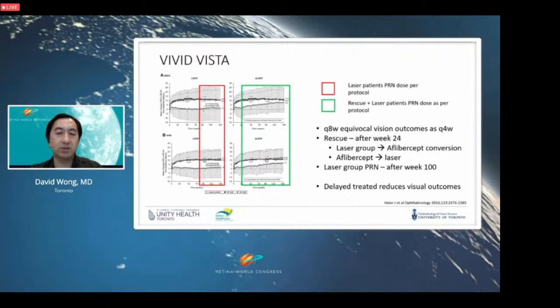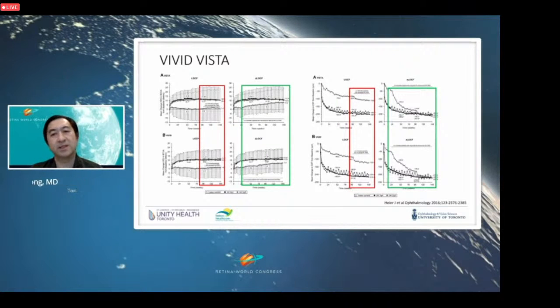And at week 100, the laser group that did not fit rescue criteria could get on PRN dosing of aflibercept. You can see through this data that the drying effect is quite significant when this happened, and yet the visual acuity again did not recover, stating the importance of treating these patients early.